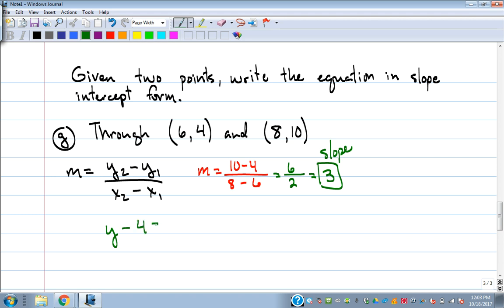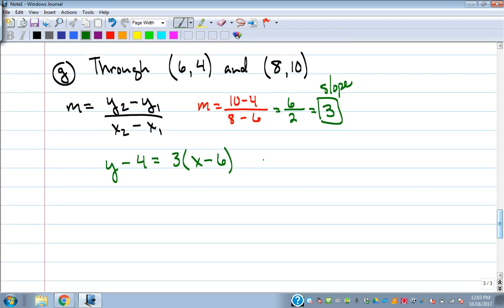y minus 4 equals 3, parentheses, x minus 6. That's the point slope form if I use 6, 4. I'm going to write over here on the side, what if I used 8, 10? y minus 10 is 3 times x minus 8. Okay. Either of those is correct for the point slope form.